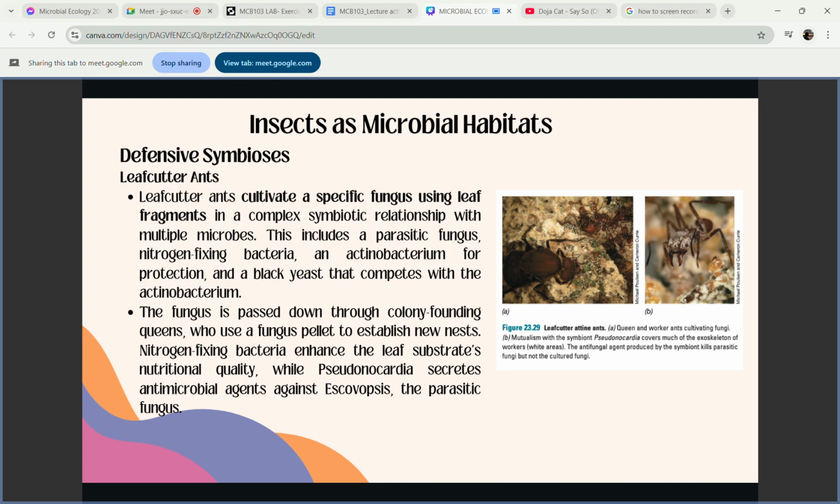nests. So nitrogen-fixing bacteria enhance the leaf substrate's nutritional quality, while the Pseudonocardia secretes antimicrobial agents against Escovopsis, the parasitic fungus. So next slide po.